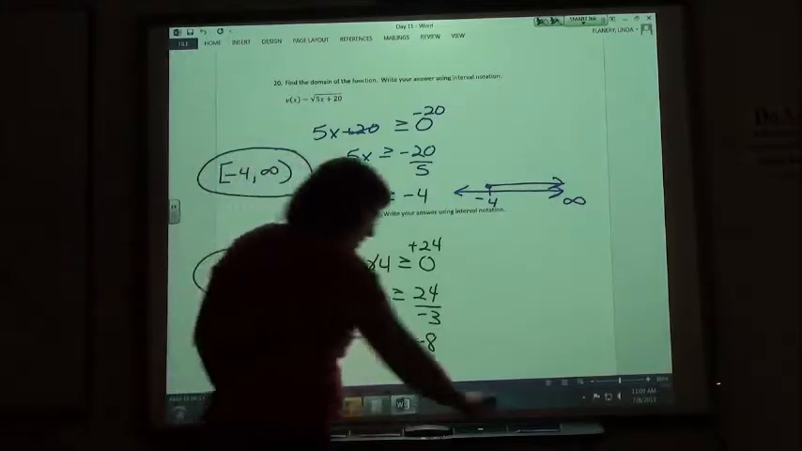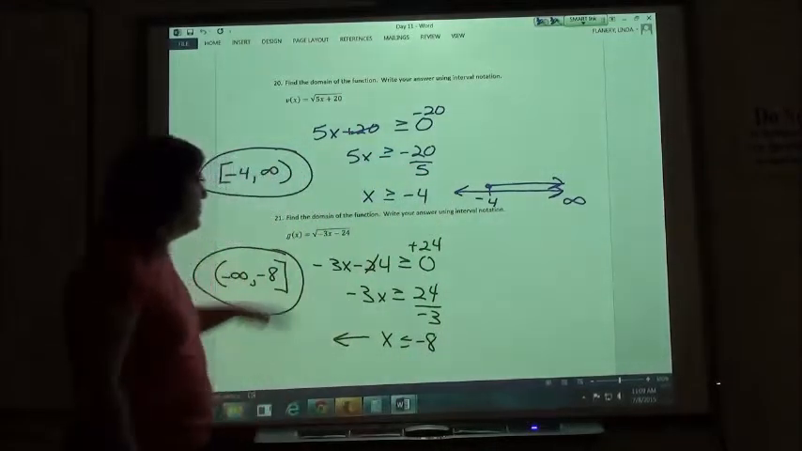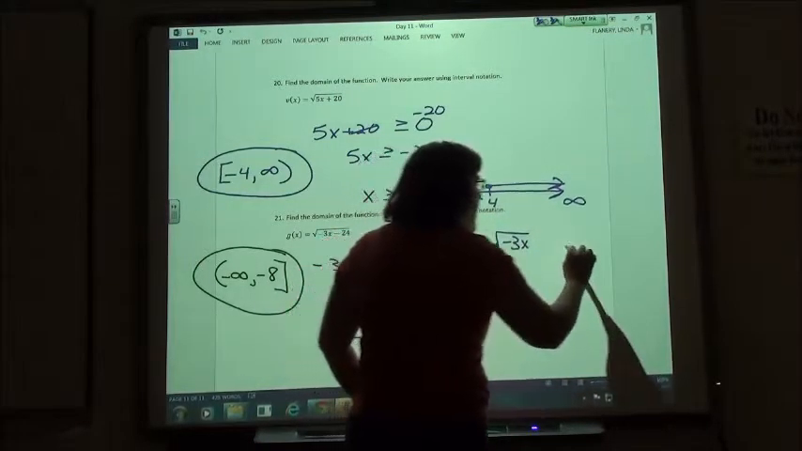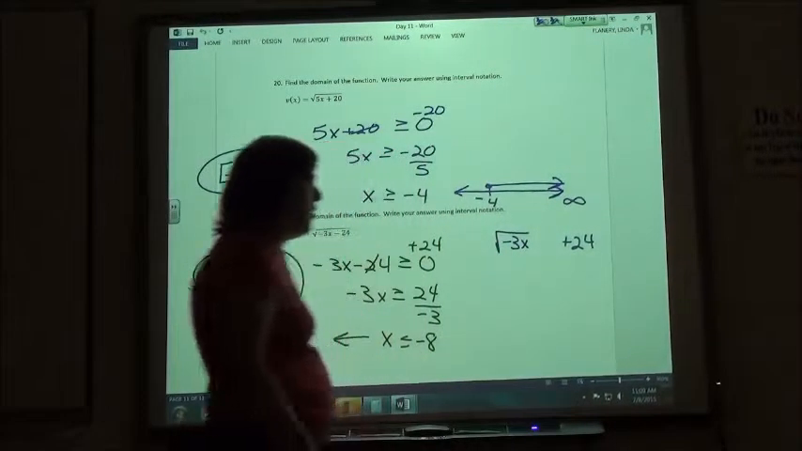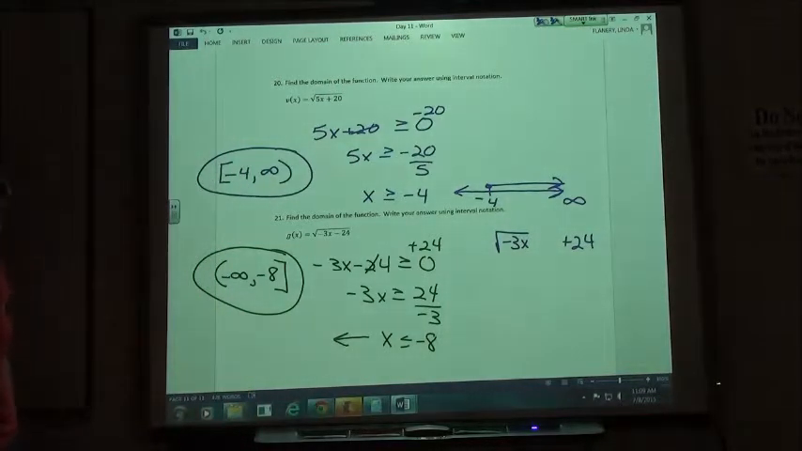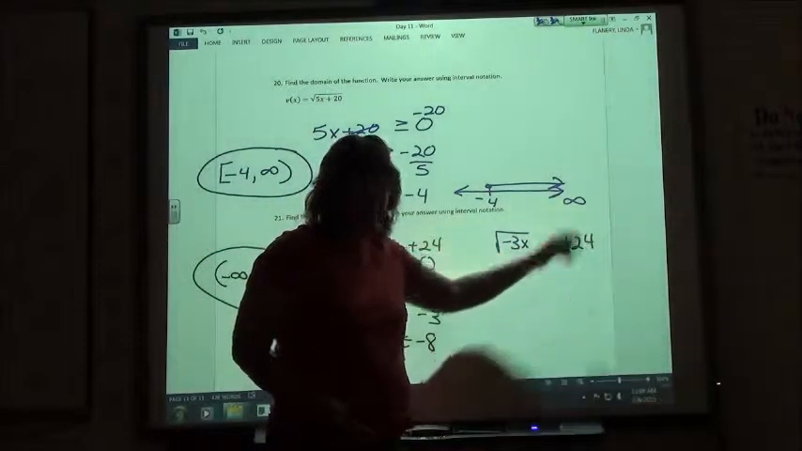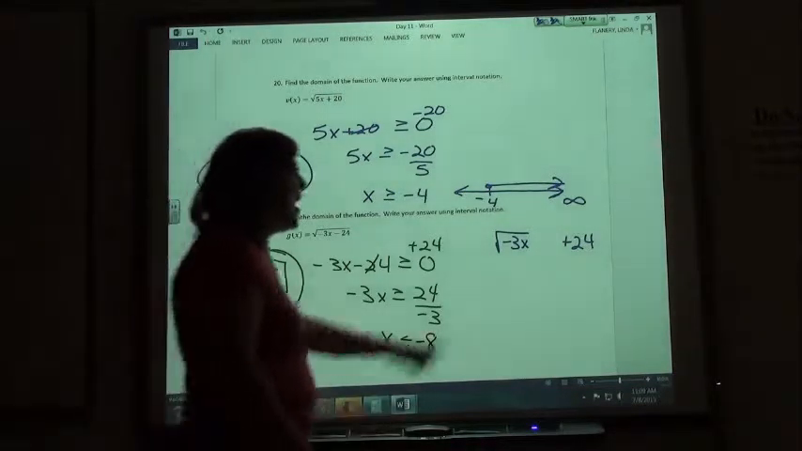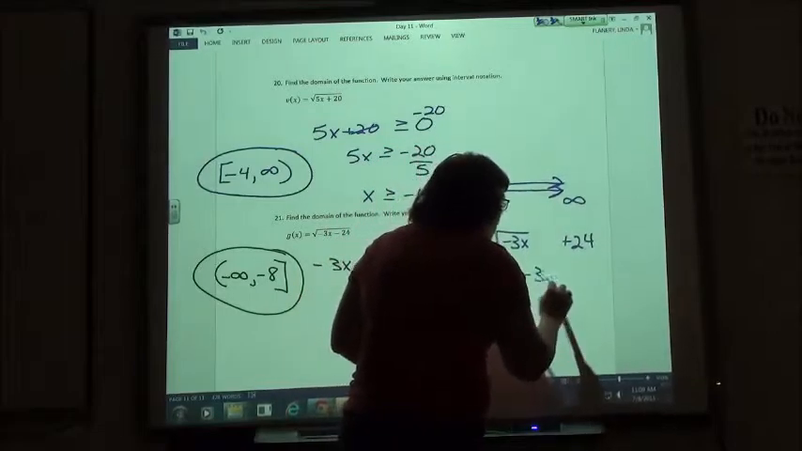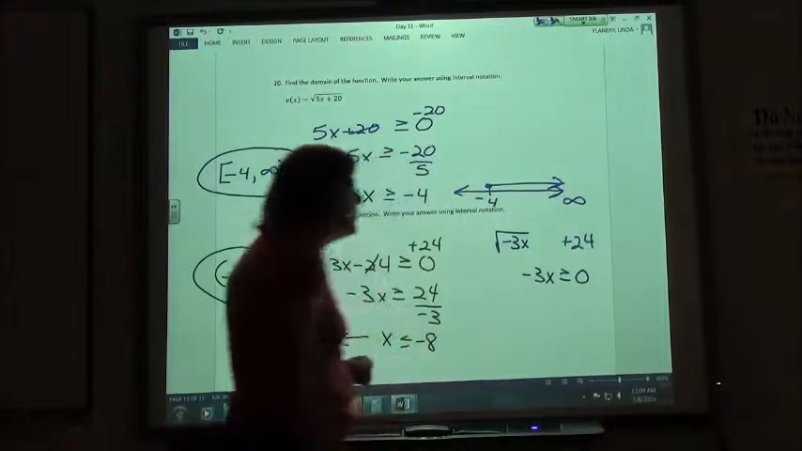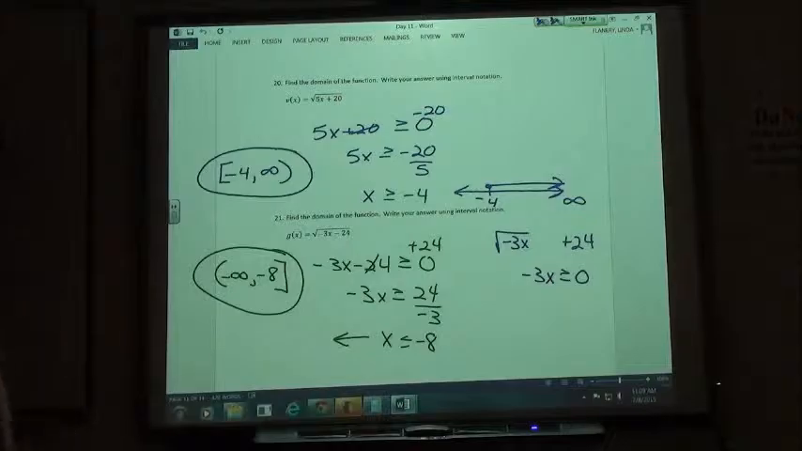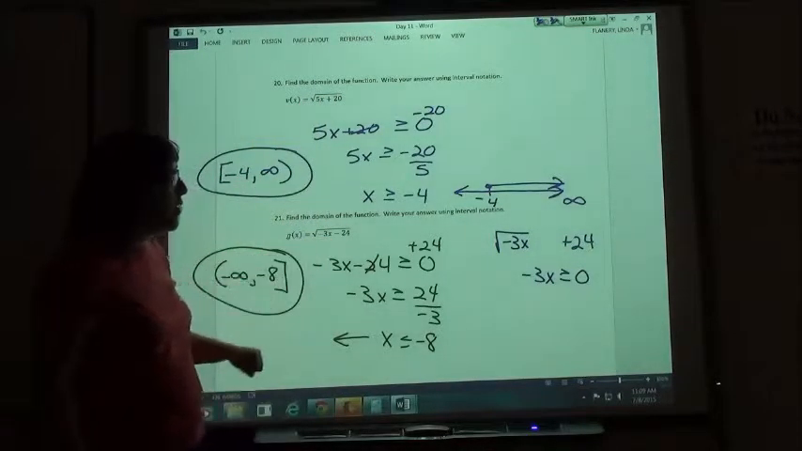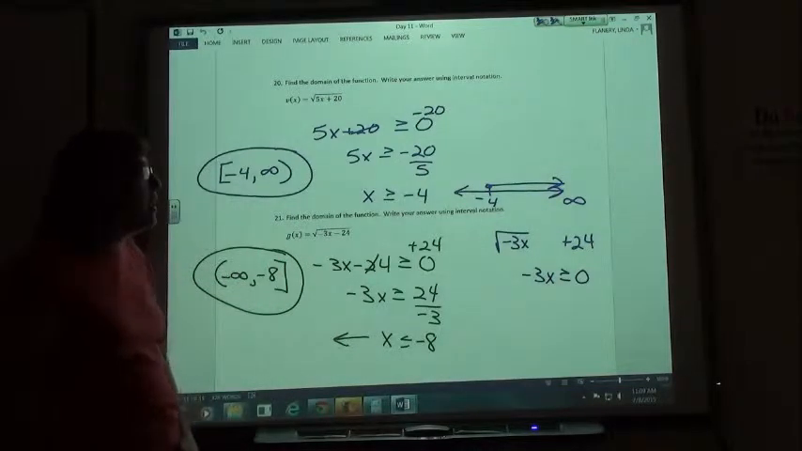Now I just want to point out that you will have problems that look something like this. The square root of negative 3x and the plus 24 is out here. When I'm looking for the domain, I'm not worried about anything that's not under the square root, just the part that is under the square root. So I'm just using this, the negative 3x has to be greater than or equal to 0, and solving it from there. So when we look at the domain of our square root, it's only what's underneath the square root, not necessarily the entire problem that you have to solve.